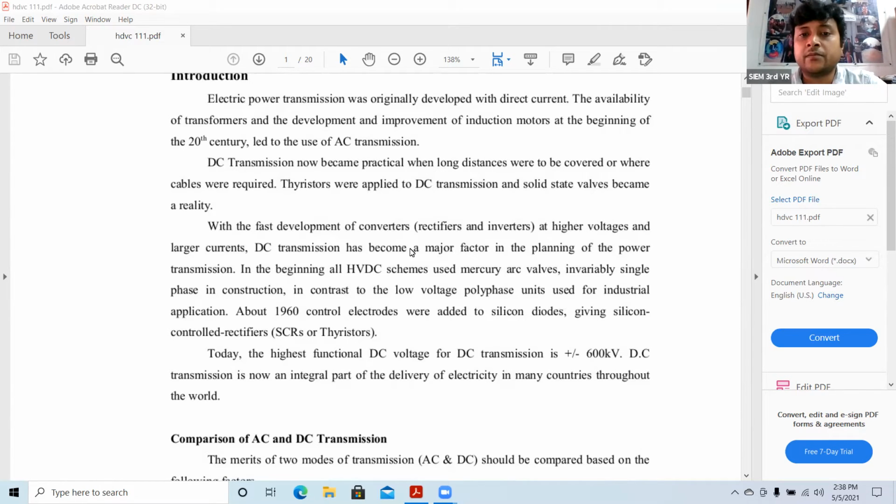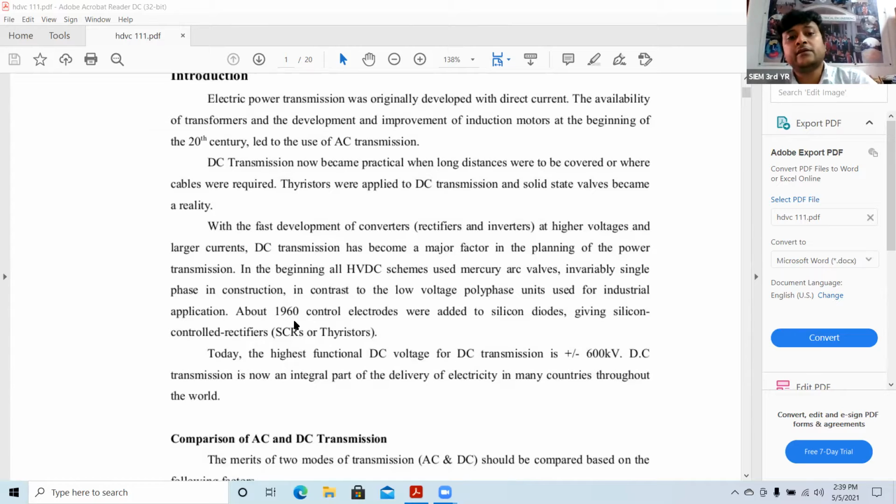With the first development of converters like rectifiers and inverters, you have to learn from your syllabus, like the 12 phase converter and the 6 phase 6 valve converter. At higher voltages and larger currents, DC transmission has become a major factor in the planning of power transmission. In the beginning, all HVDC schemes used mercury arc valves, invariably single phase in construction, in contrast to the low voltage polyphase units used for industrial applications.